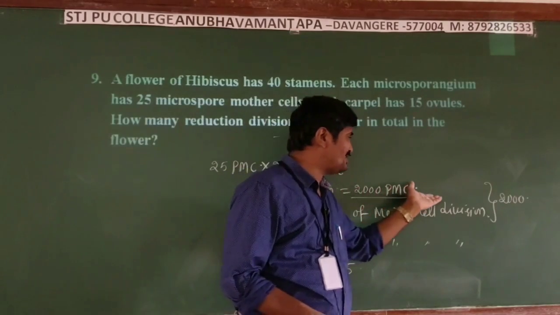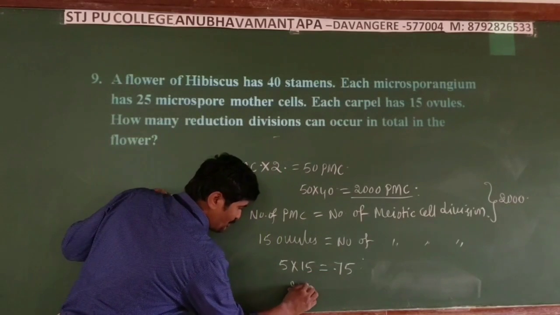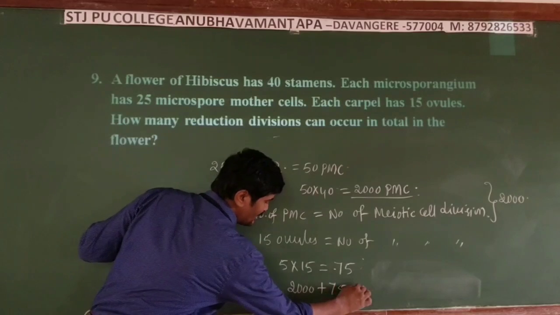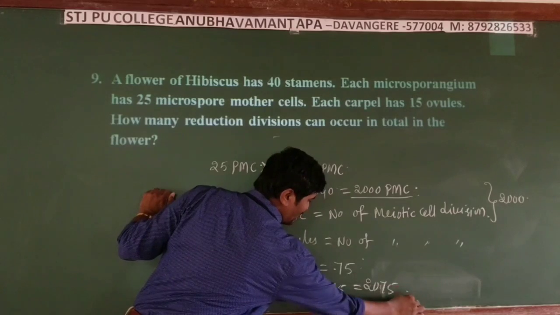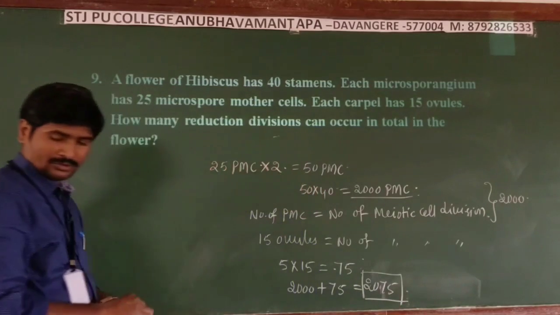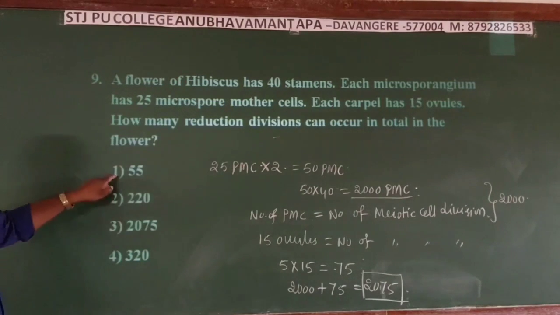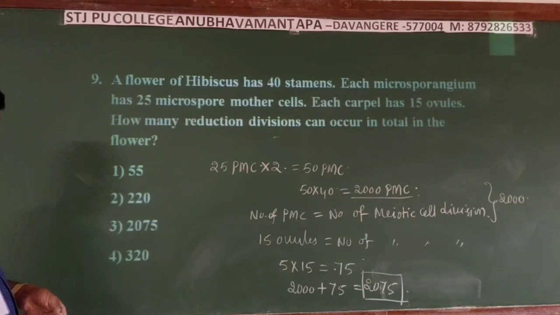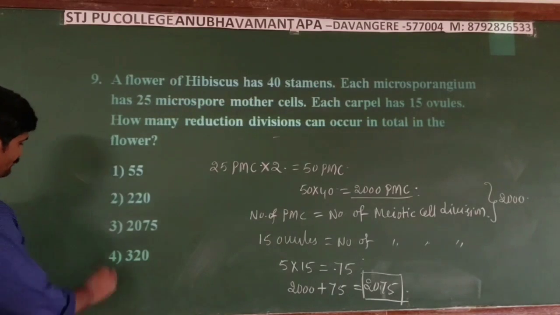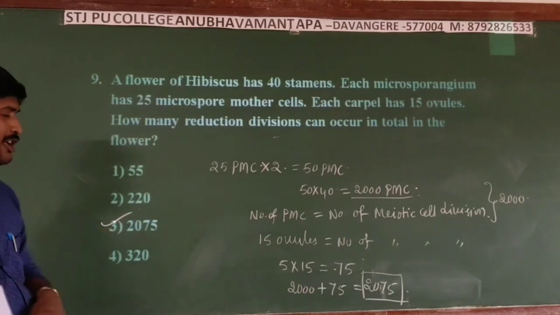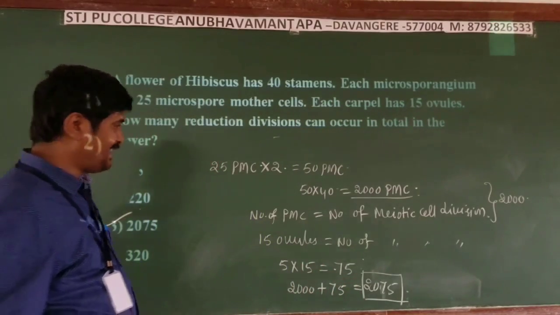What about the pollen mother cells? 2000. 2000 plus 75, that is 2075. See here the correct options. First one 55, second one 220, third one 2075, fourth one 320. Which option is correct? Third option. See, 2075. Next one.